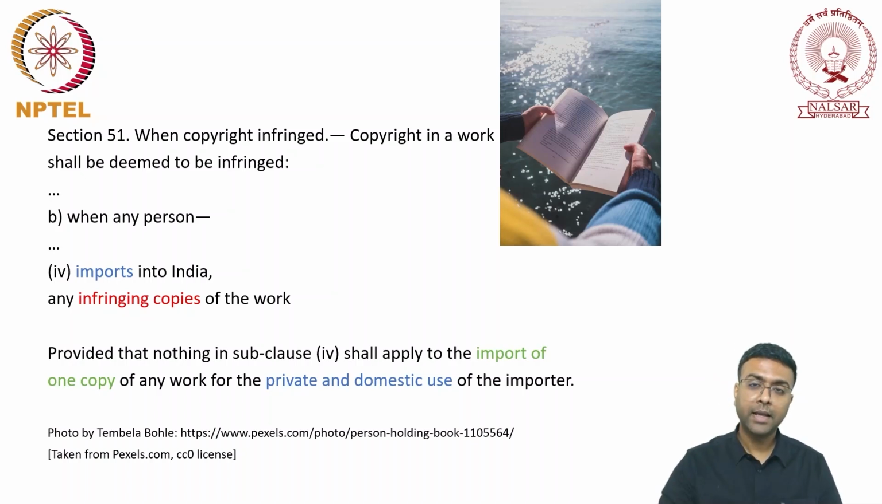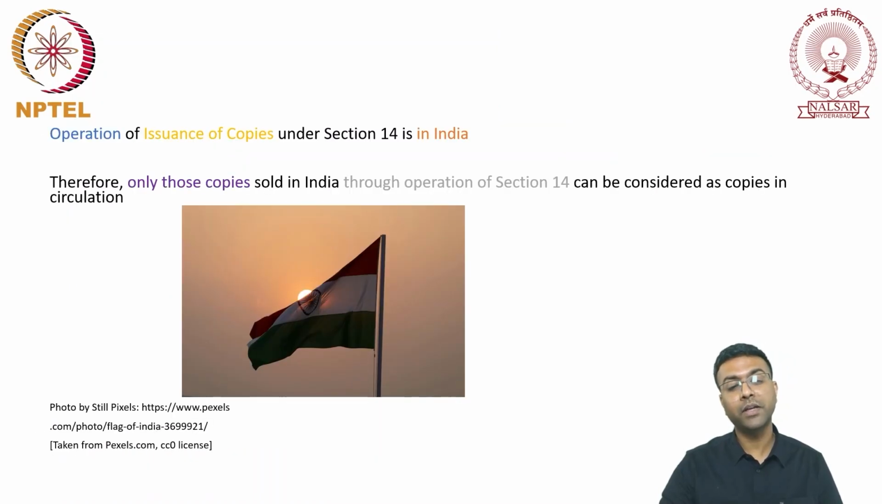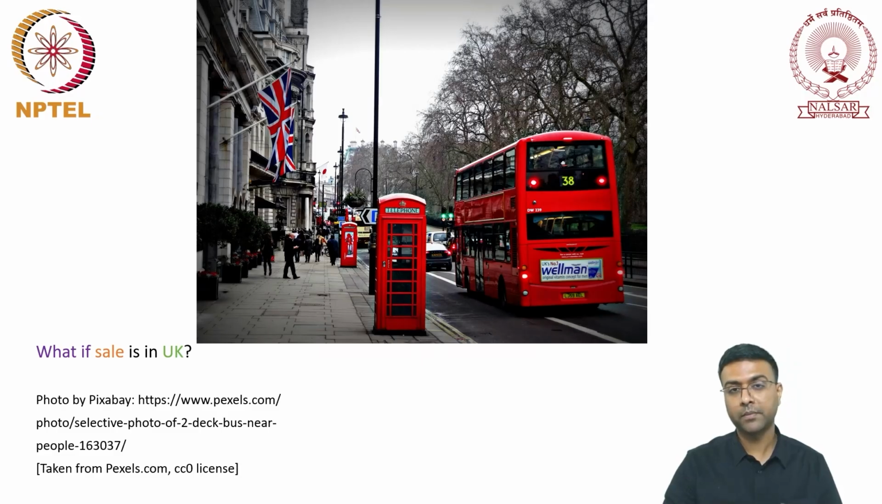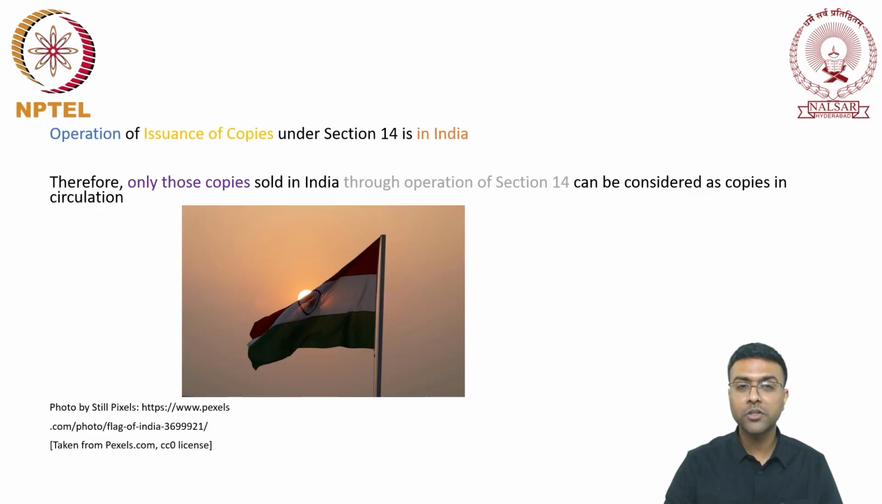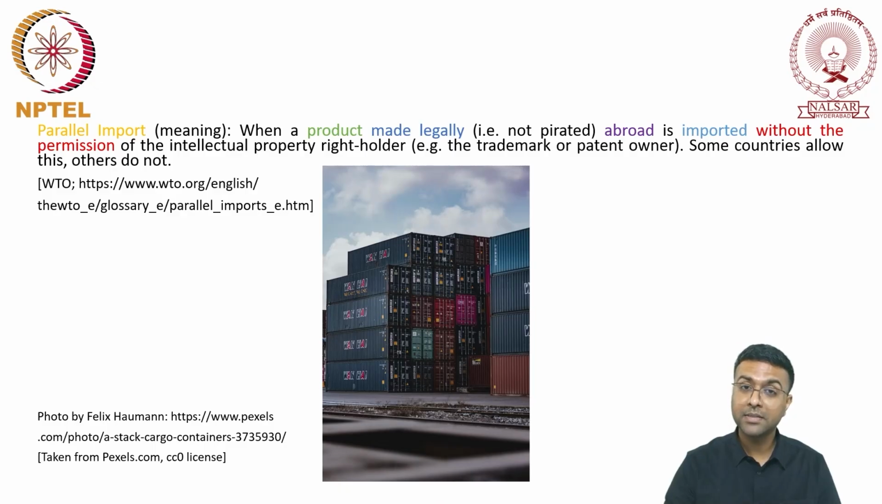Let us then understand that this is an application of the right of issuance of copies. A copy which has been bought in the UK was issued in the UK by the copyright holder operating under the issuance of copies right in the UK. That copy was not issued in India under Section 14. Therefore, unless there is an explicit provision within the Indian Copyright Act that is allowing for an exception against the application of the issuance of copies right, we cannot say that parallel importation is something that is allowed.